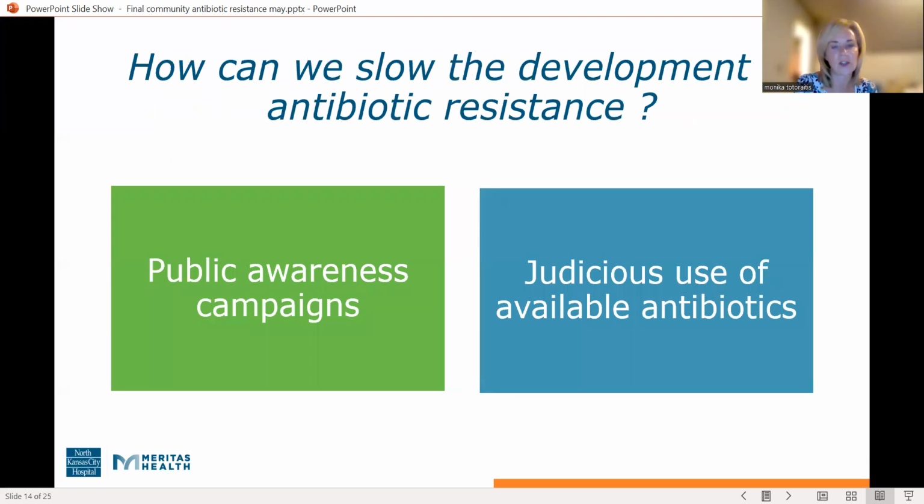So what can we do to slow down the development of antibiotic resistance? We're doing it here right now. We're having a discussion about antibiotic resistance. But we also need to have judicious use of the available antibiotics.